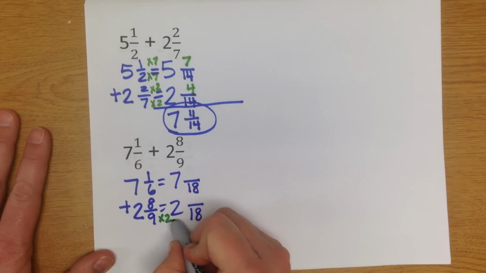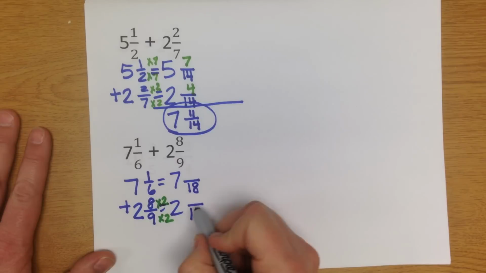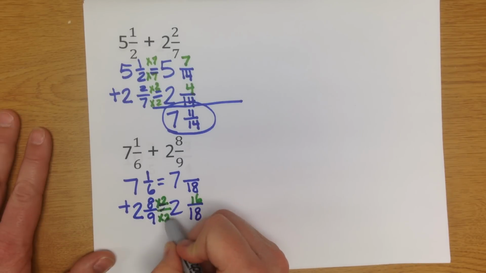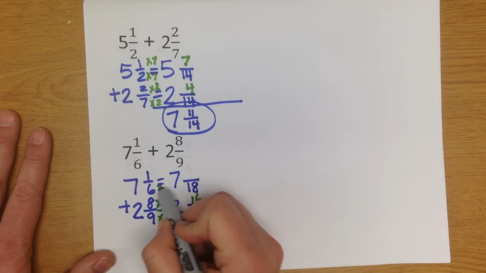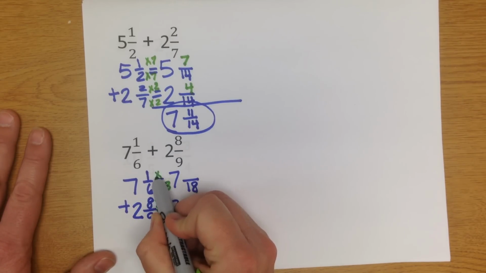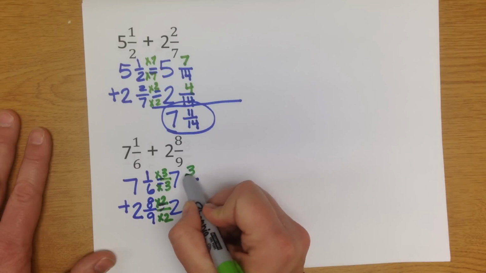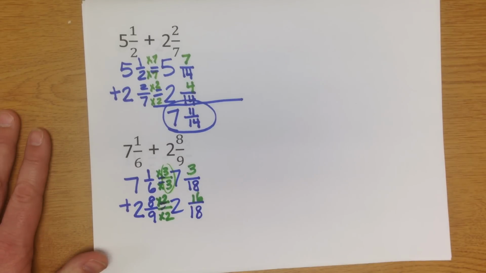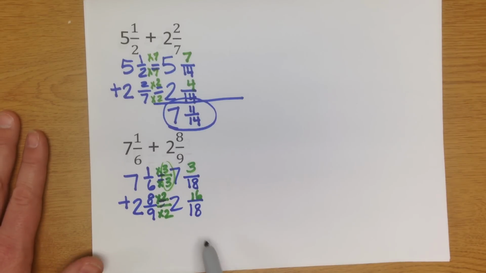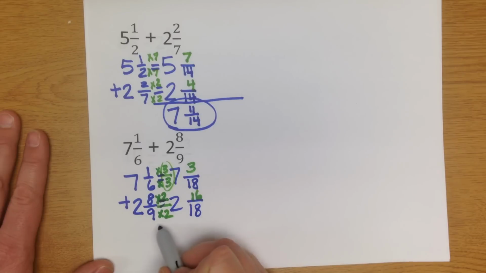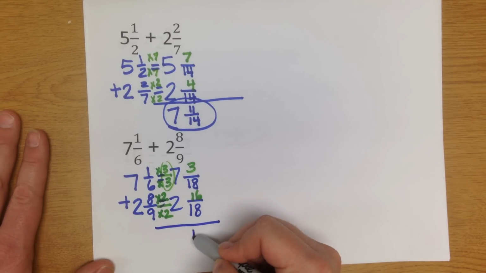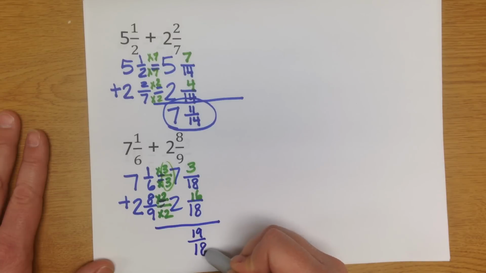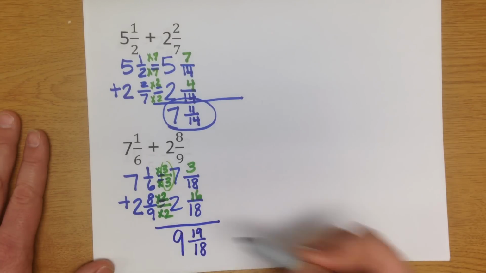Multiply by 2 to get 18, so I multiply the 8 by 2. Technically, I'm multiplying by 2 halves, which is equal to 1 whole, and this becomes 2 16/18. Multiply the 6 by 3 to get 18, so I multiply 1 by 3 to get 3. And again, I'm really multiplying by 3/3, which is 1 whole. So now I have 7 3/18 plus 2 16/18. I add my numerators like we have been doing. 3 plus 16 is 19. Copy the denominator of 18. 7 plus 2 is 9.